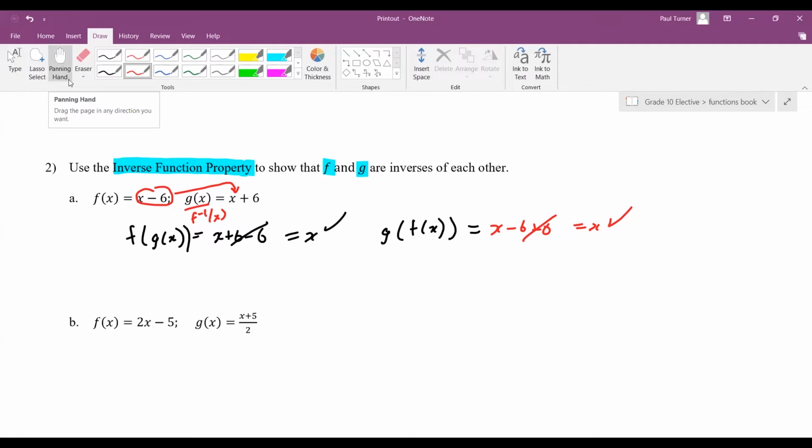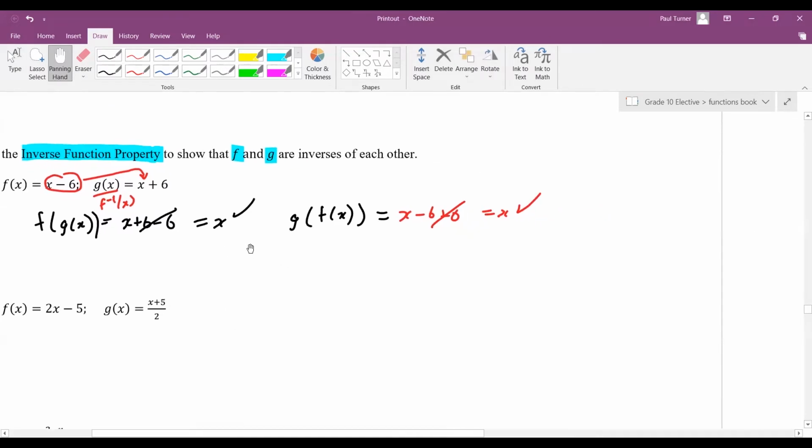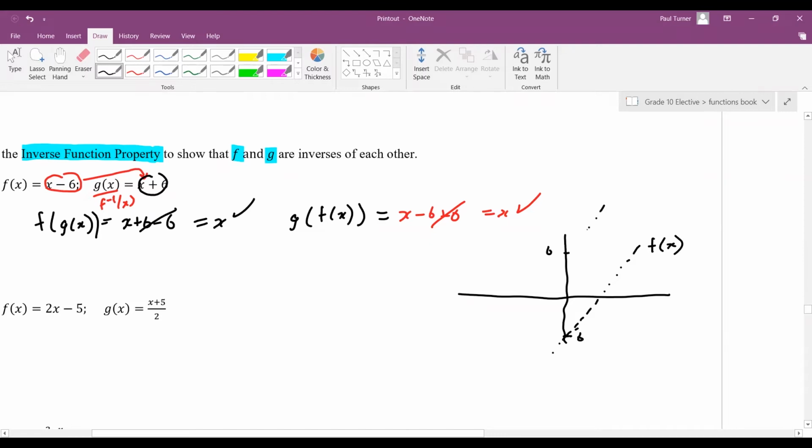So if you are going to graph them, let's take a look and just check they are actually inverses. This will be quite rough. So we've got x minus 6, which is the f function. So that would be going through minus 6, and like this. Okay, so this is the function f(x). Okay, and then g(x) is x plus 6. So same slope, but the y-intercept is 6. So that would be up here. Like that.